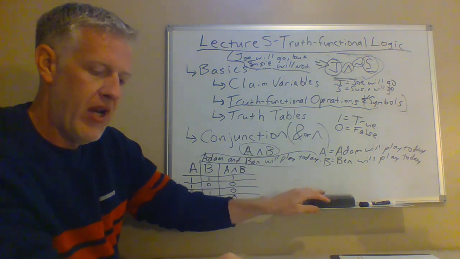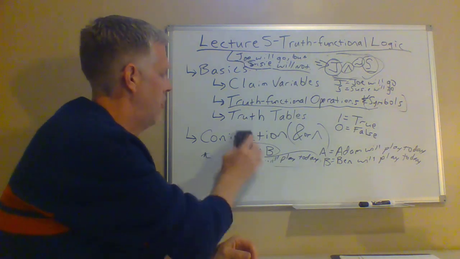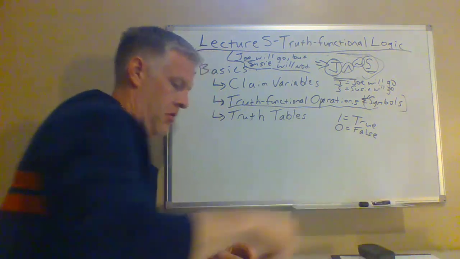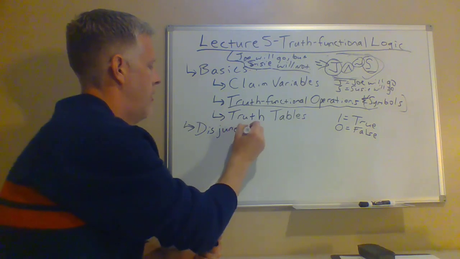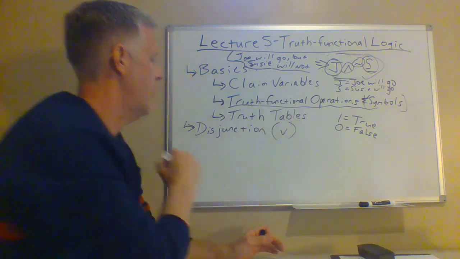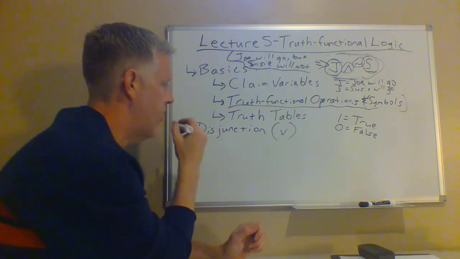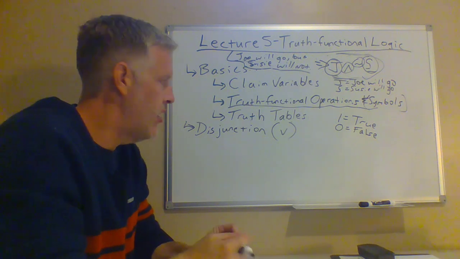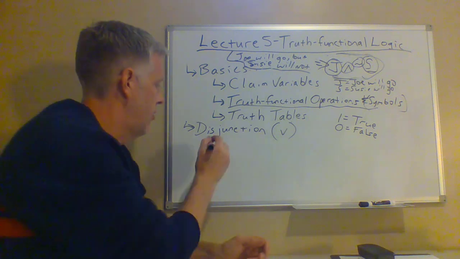Okay. Moving on to slide 5, we'll go ahead and tackle disjunction. Disjunction, okay. So we represent this by a lowercase v. It's pretty much universal. So what kind of average everyday sentence would be interpreted as a disjunction? Something like, "Either Adam or Ben will play."